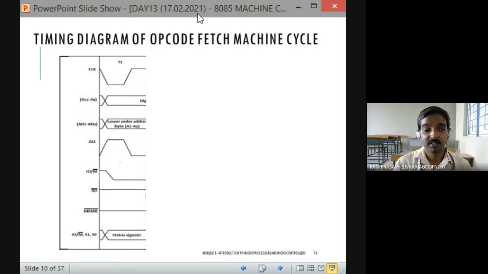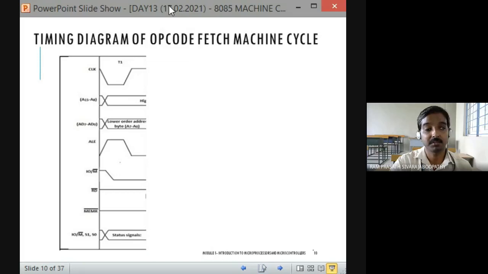Yes, very good, Anthony Surya. IO/M bar must be 0 and S1, S0 must be 1. See, here it is mentioned as a group of signals. That's why we are having a notation like this. When we say status signals, all the signals are combined: IO/M bar, S1, S0. They are also shown separately here. As it is a memory related operation, it is also specified in the timing diagram.